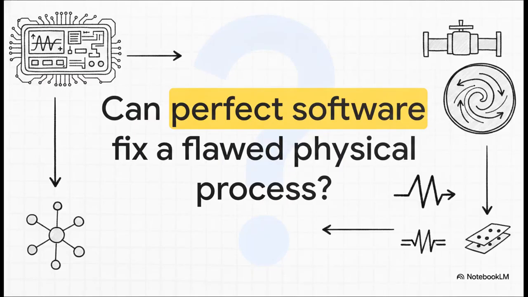I'll leave you with this. Control rooms today are getting packed with AI, neural networks, and crazy advanced auto-tuning algorithms. But can perfect software ever truly compensate for an oversized valve or a fundamentally flawed process design? Can a line of code actually outsmart the physical laws of resistance, capacitance, and inertia? Definitely something to think about.